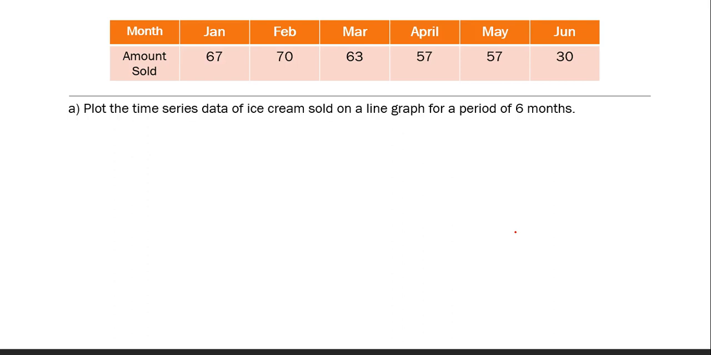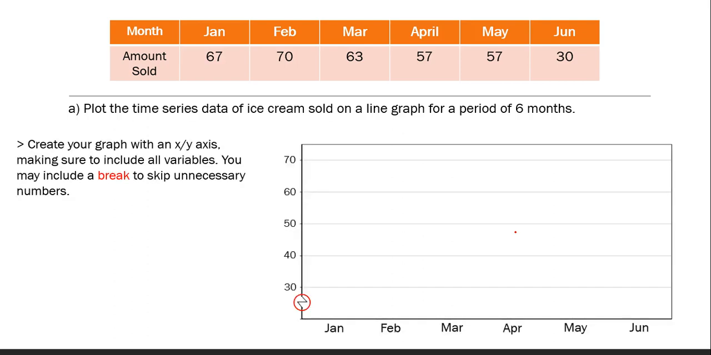So this is where you'll need to be able to hand draw your graphs. Okay, so make your X and Y axis like so. Remember to put time on the X axis like this. Also, one thing to include, if your data allows it, is that you can actually include a break here.